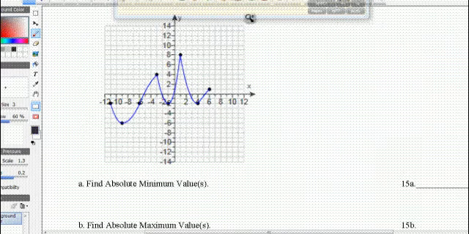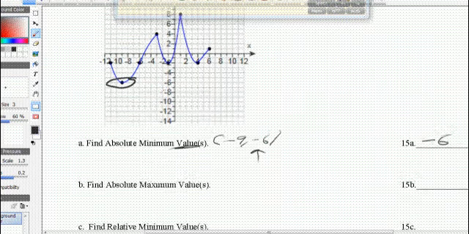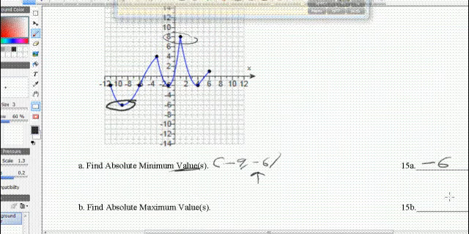The question says find the absolute minimum. Well, this is the lowest point, which is minus 9, minus 6. So the value is always the y part, minus 6. Find the absolute maximum. Same thing here. What's the highest it is? It is 8.